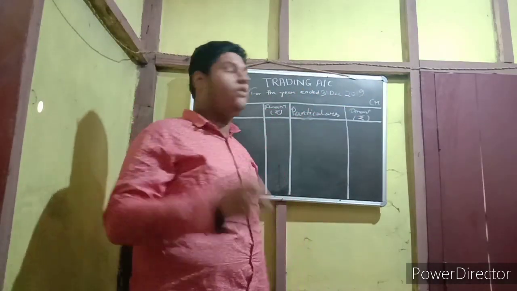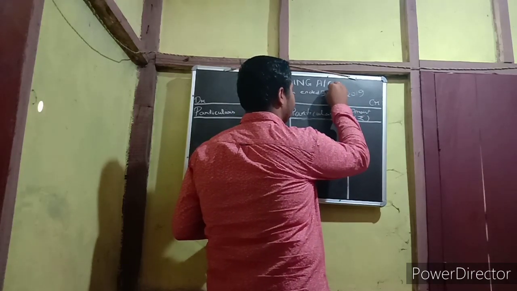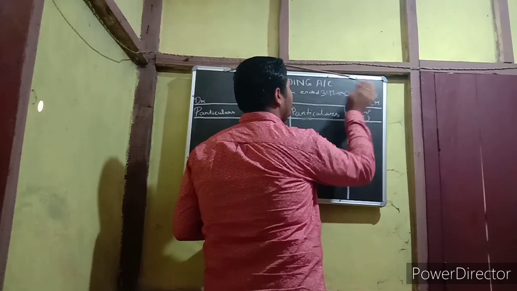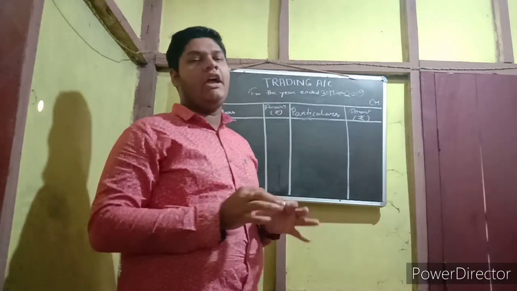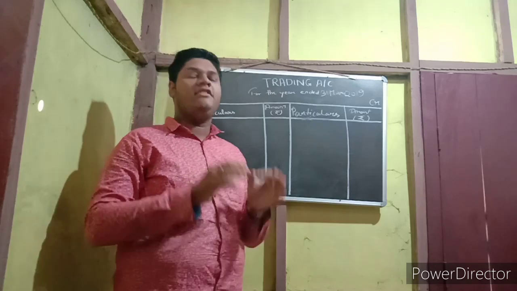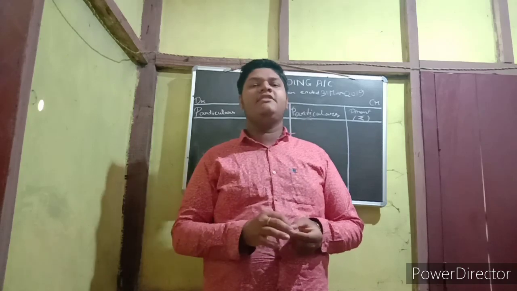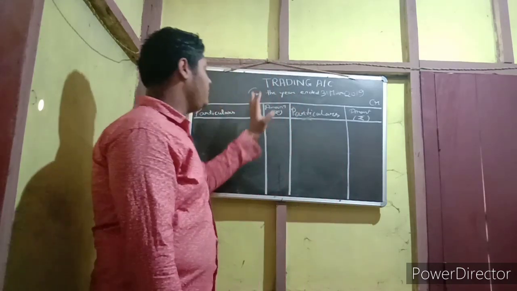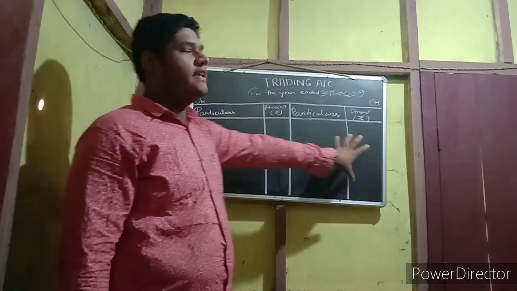If some company closed their accounts in March, then you can write 31st March 2019 or 2020, whatever. In accountancy we can take both the accounting year and the calendar year. The accounting year starts from 1st April and ends at 31st March, and the calendar year starts at 1st January and ends at 31st December. In a trading account we have two sides, the debit side and the credit side.